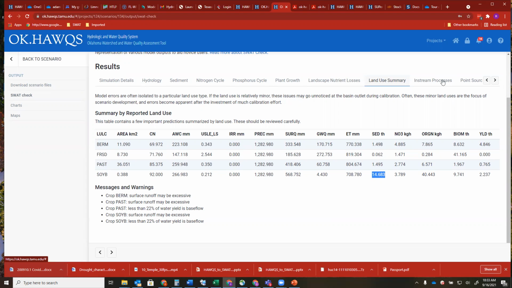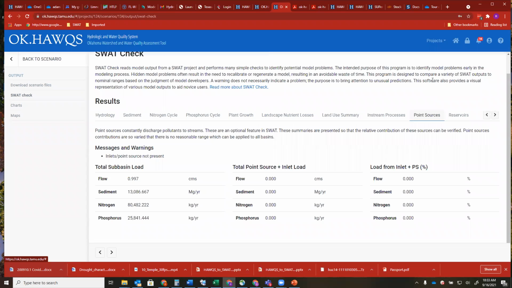You can also look at the in-stream process, point sources, and reservoirs. Okay. I think there is not a point source in this watershed. Maybe I need to rethink the point source scenario, but we will see. Or we can introduce a point source. There's nothing wrong with that, actually. We'll look into that.